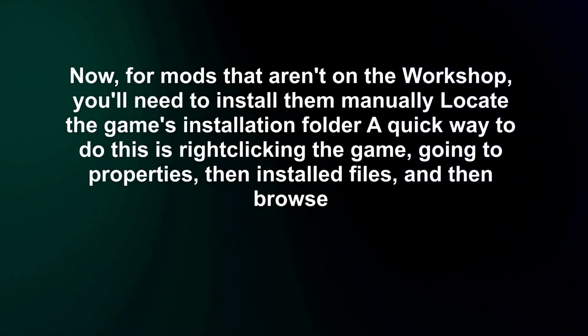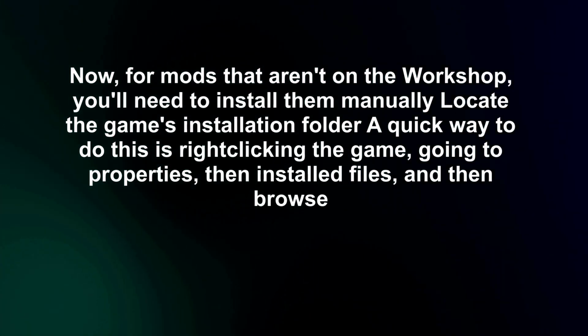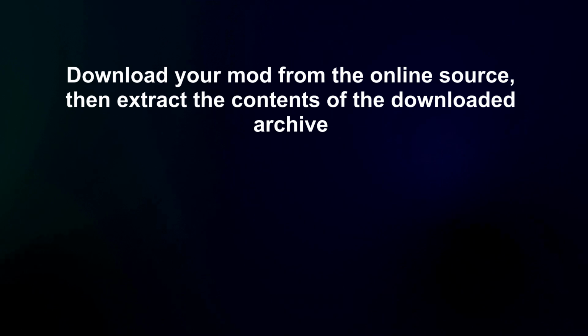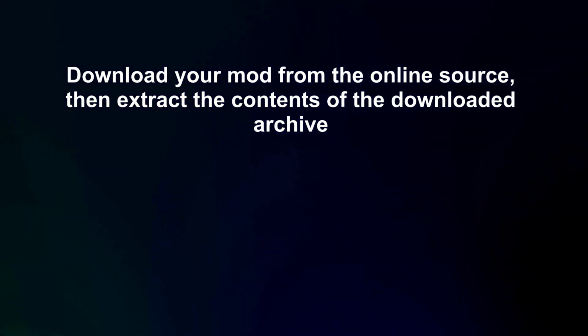Locate the game's installation folder. A quick way to do this is right-clicking the game, going to Properties, then Installed Files, and then Browse. Download your mod from the online source, then extract the contents of the downloaded archive.